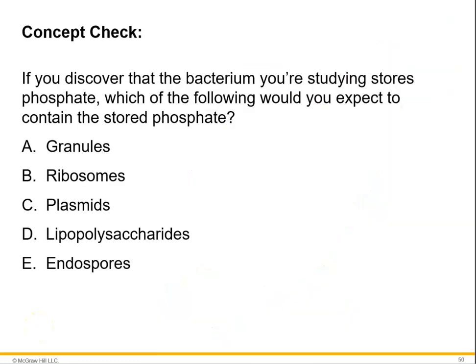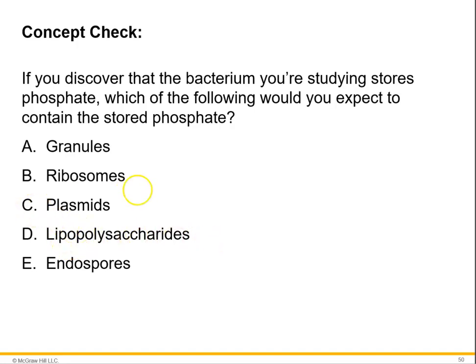Okay, if you discover that the bacterium you're studying stores phosphate, which of the following would you expect to contain the stored phosphate? Well, let's just start from the bottom and work our way up. So endospores, no, remember these don't store anything. They are forms of an organism that are used for survival, okay?